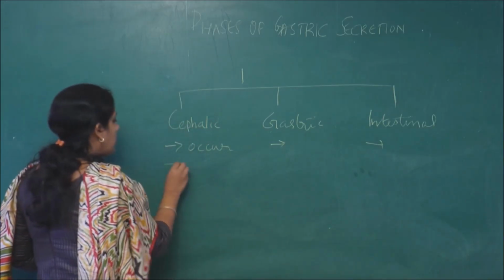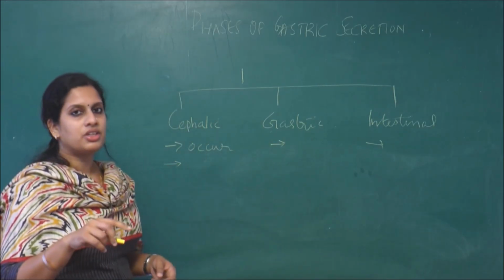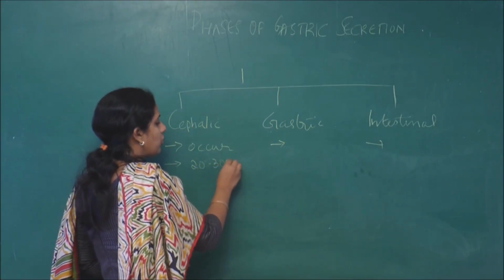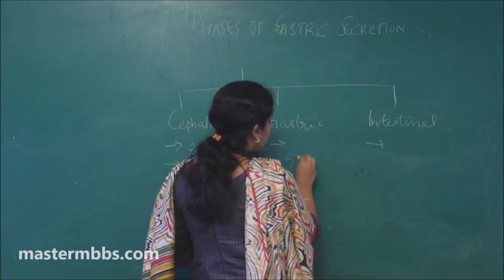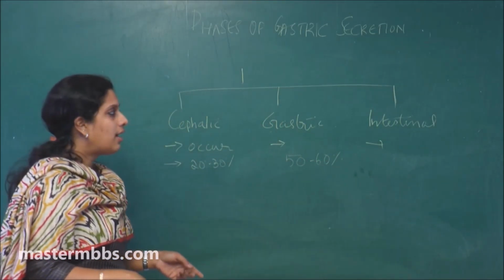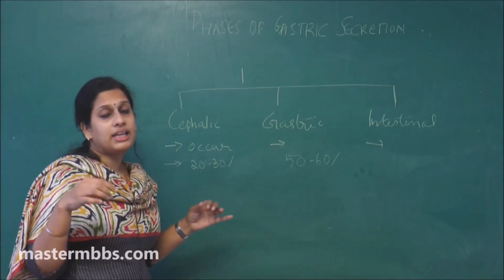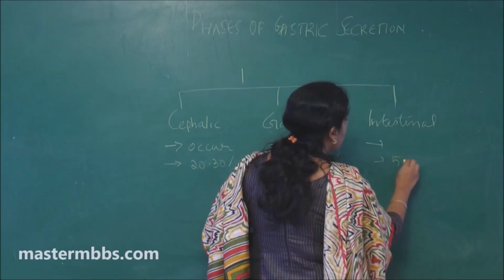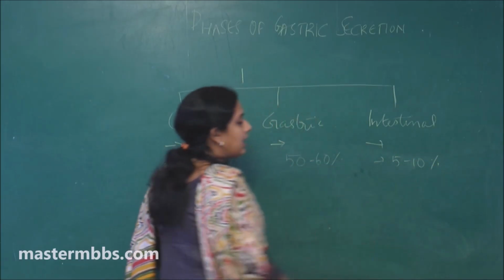And what percentage of the total gastric secretion does each contribute? The cephalic phase contributes about 20 to 30% of the total gastric secretion. The gastric phase contributes about 50 to 60% of gastric secretion, and the intestinal phase has an inhibitory effect on the gastric secretion. So, it contributes about 5 to 10% of the total gastric secretion.